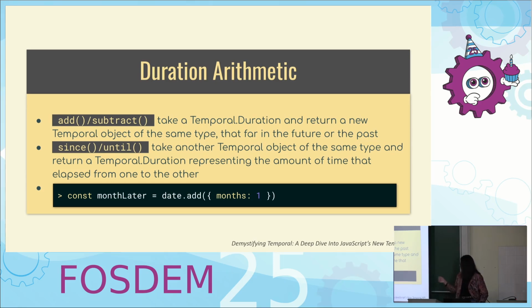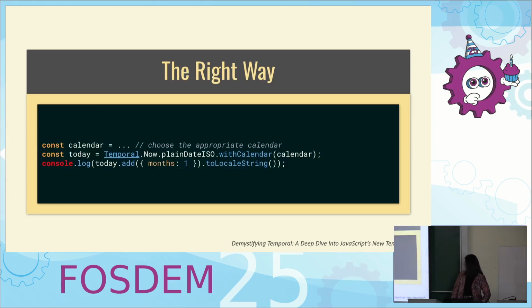Okay, so we have the date. I'll talk about how we get the date, and then we add a month. We pass a property bag, which automatically gets converted to duration. So this is the right way of adding a month in the user's calendar.